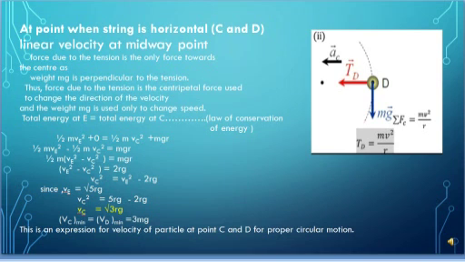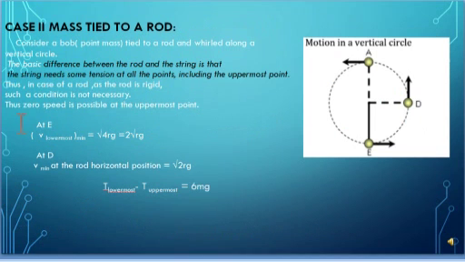Okay. Now let us consider the second case, that is mass tied to a rod. Now what is the difference between a rod and a string? The major difference between rod and string is that a string needs some tension at all points. It is not necessary in the case of a rod, because a rod is rigid. So this condition of minimum velocity is not required. Thus zero speed is possible at the uppermost point also.